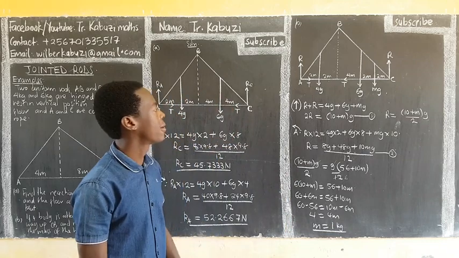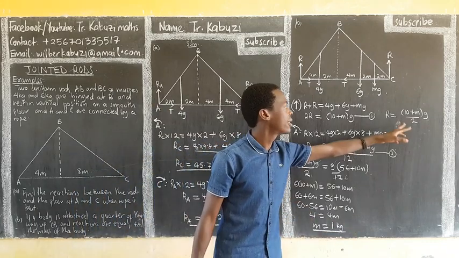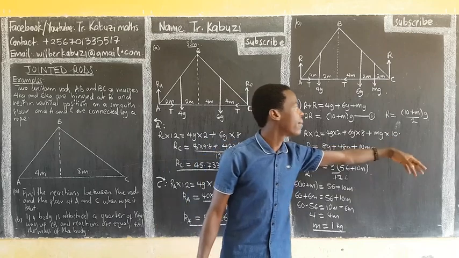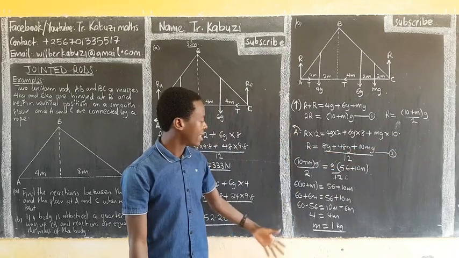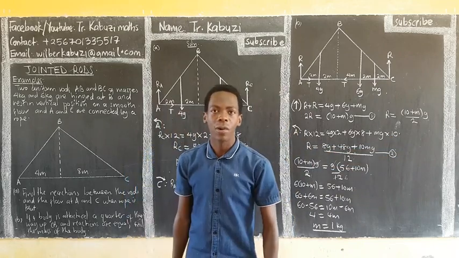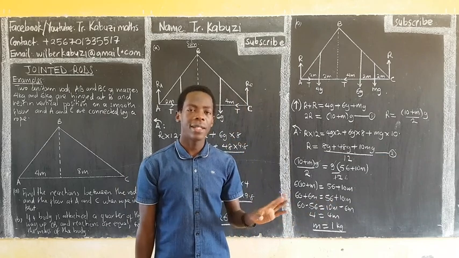As simple as that. If they wanted you to get the reaction, then you now put here 1 divided by 10 and simplify. So that's how you do that question. I hope you see they are very easy once you know the basics.